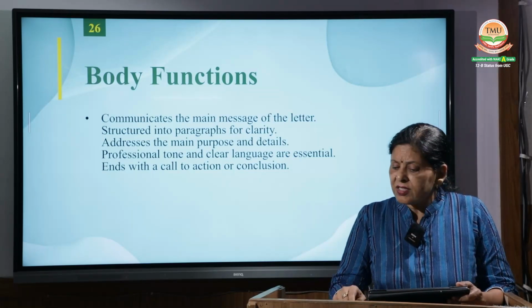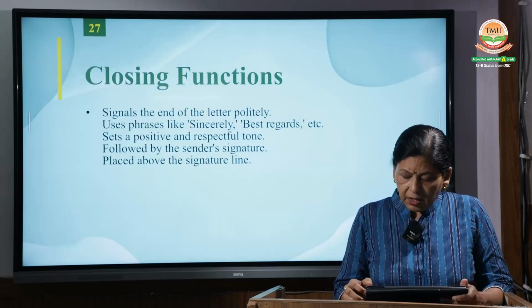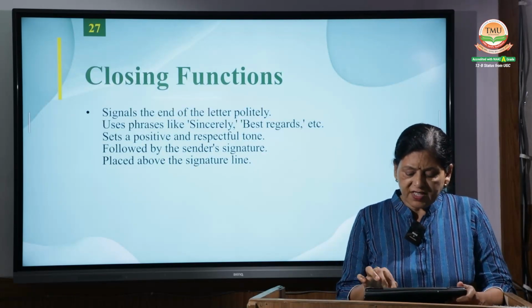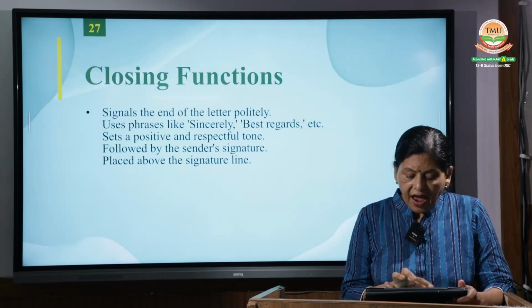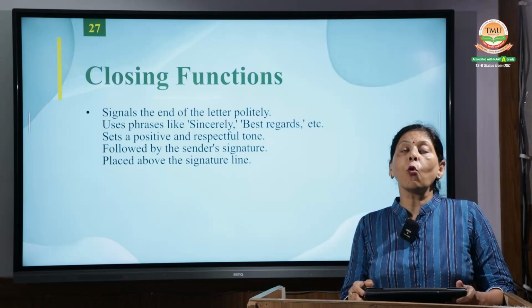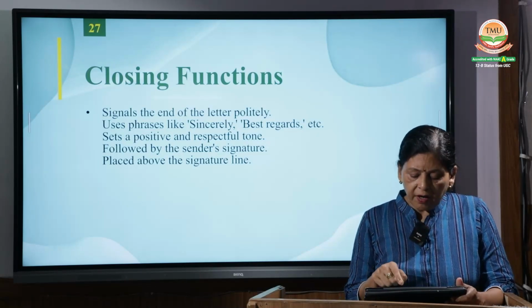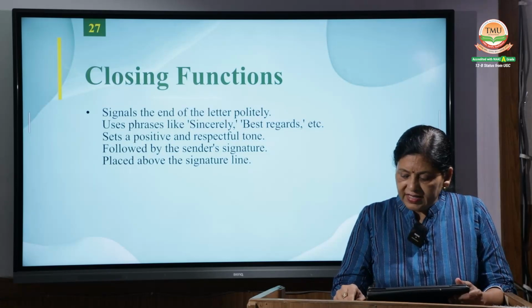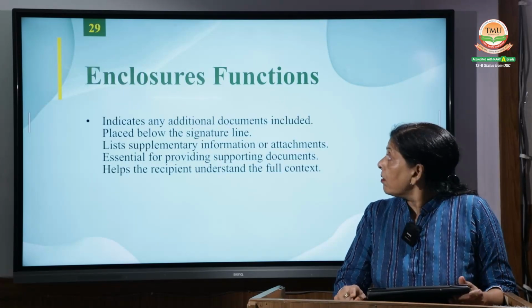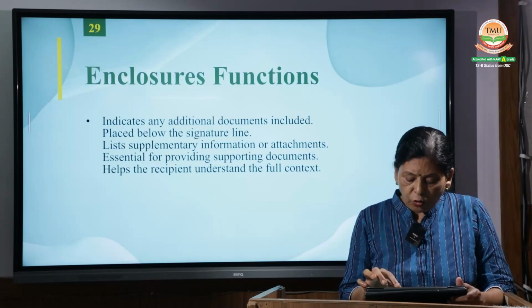Then the closing functions. The closing, the complementary clause, we have also discussed, and in the complementary clause, the tone which is being used. Then the signature block we have also discussed. Then we come to the enclosures function.